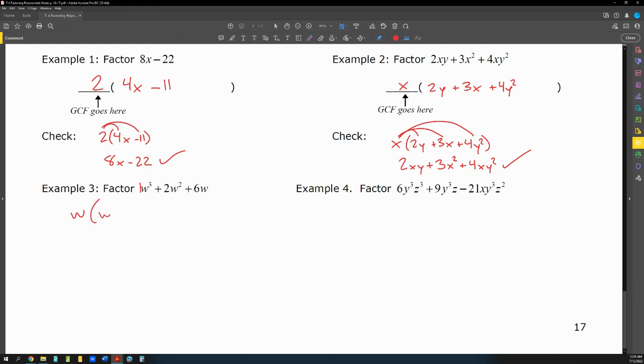So what's left over? When I factor out a w from w cubed, I'm left with w squared. Factoring out a w from 2w squared, we're just left with 2w. And then factoring out w from 6w, we're just left with 6.